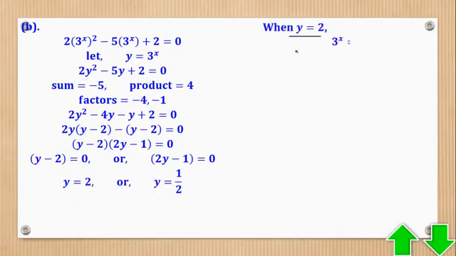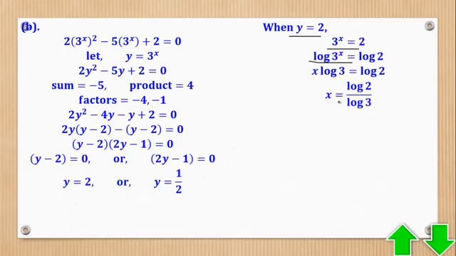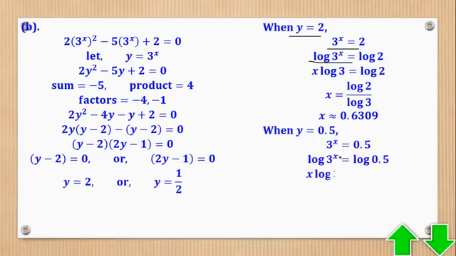When y is 2, this is that. Introduce logarithms and make x the subject, use a calculator. What about when y is a half? Equate, introduce logarithms and make x the subject, then get the answer using a calculator. As simple as that.